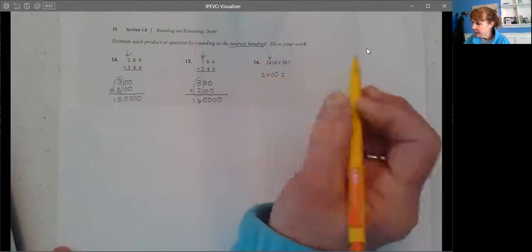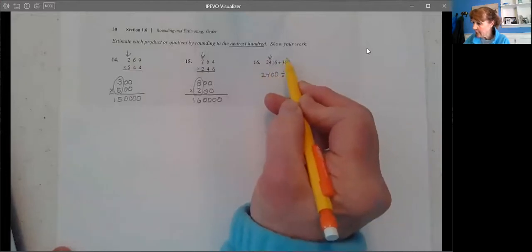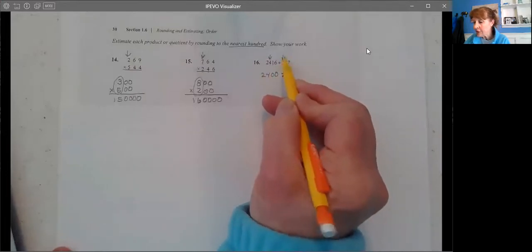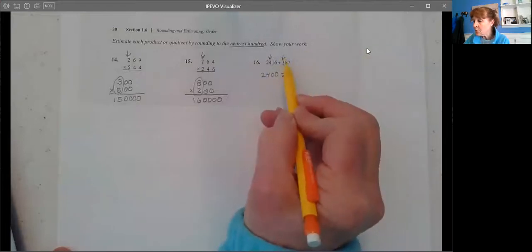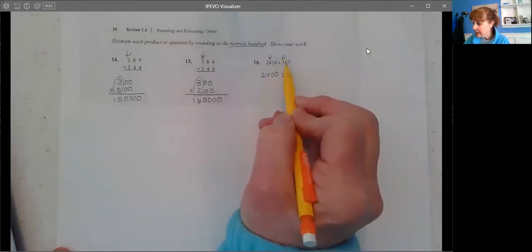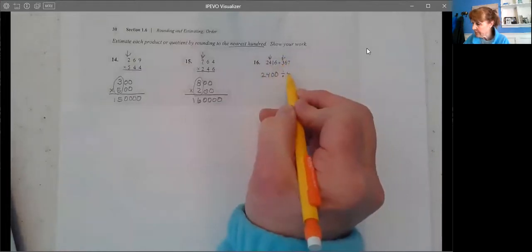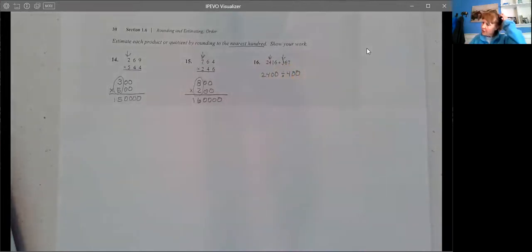divided by, here we go to the 100 spot, which is the 3. We'll look to the right. Since the number to the right is 5 or larger, it's a 6, so we'll increase this one to a 4. 0, 0. So now we'll be taking 2,400 divided by 400.